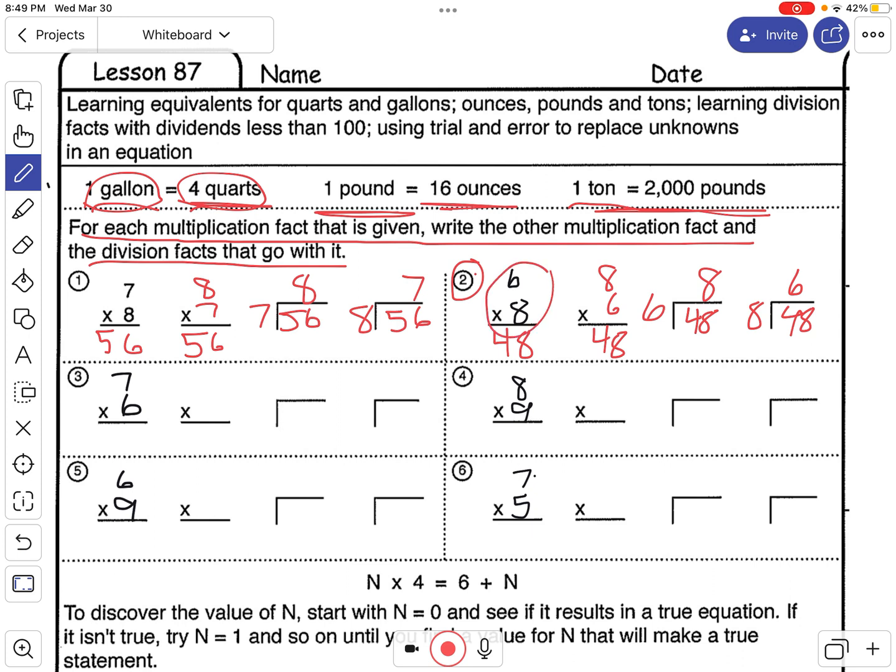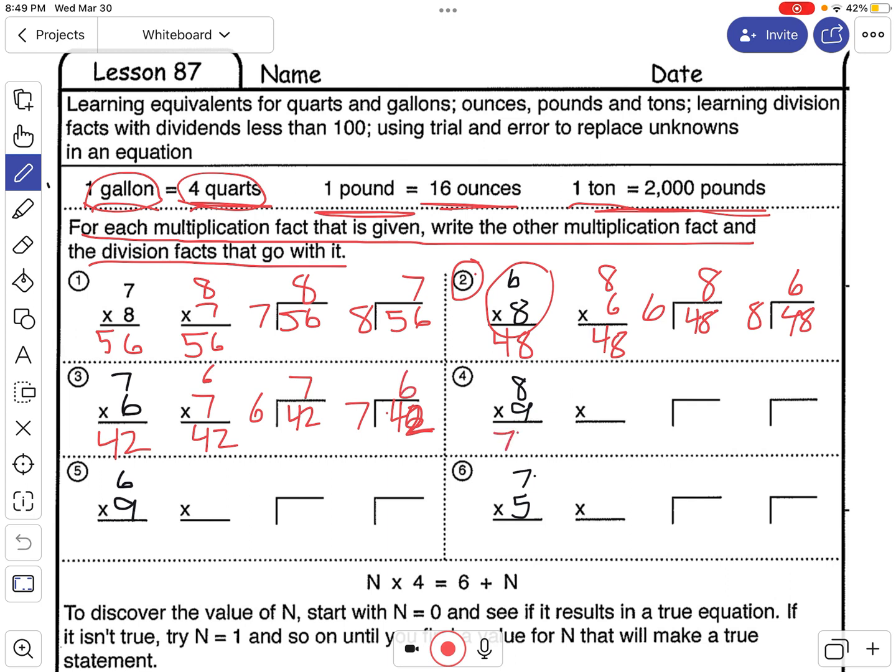All right, I want you to do 3 through 6 right now. Do all the rest of those problems all the way down to number 6. Pause the video, turn it back on when you're ready for the solutions. 7 times 6, you should have written 42. Then switch the order and make it 6 times 7 is 42. And then 42 divided by 6 is 7. Now, you could have put 42 divided by 7 is 6 on that one. Doesn't matter what order you put these. Oops, not 46. 42 divided by 7 is 6.